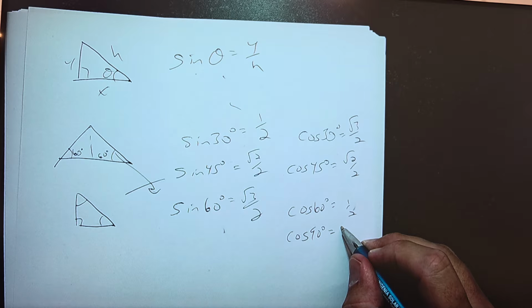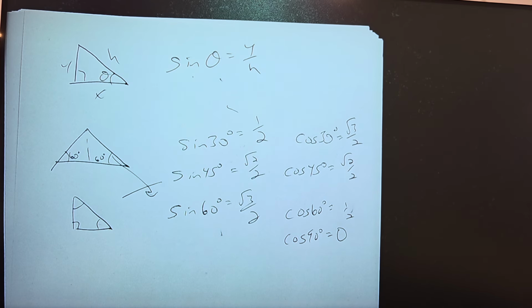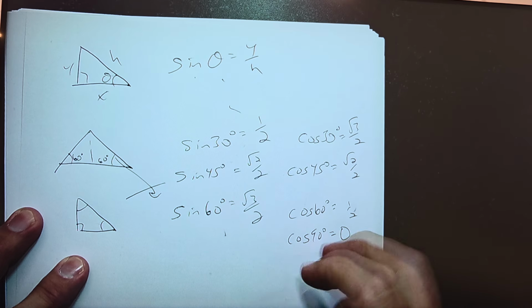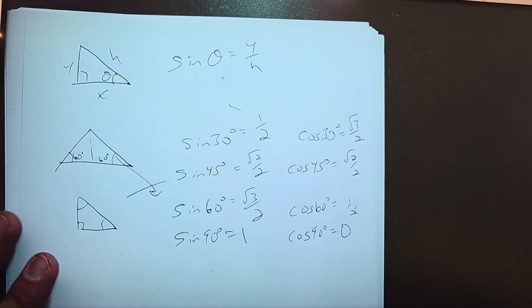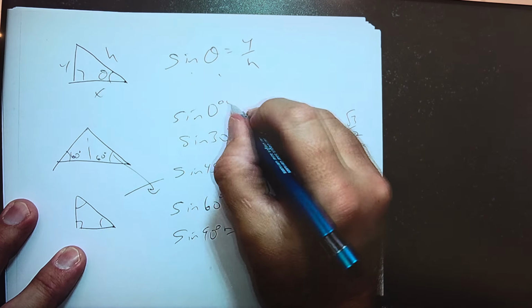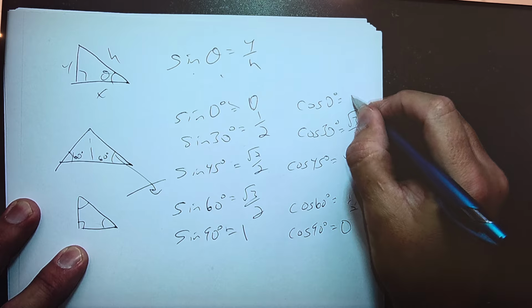What's cosine of 90? 0. Good, because no part of the y-axis is along the x-axis. It's all y. So cosine hates it there. Sine loves it there. Sine of 0, same idea. Get out of there, 1. Cosine of 0 loves it there.